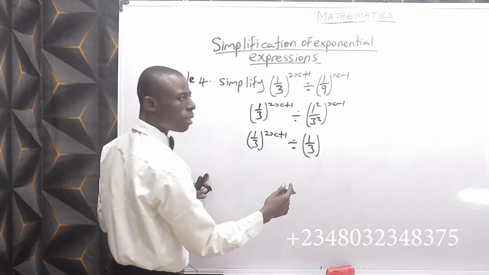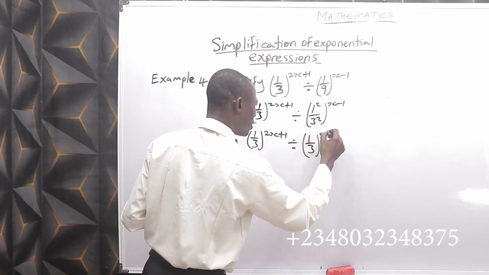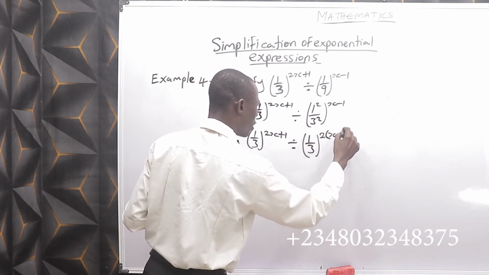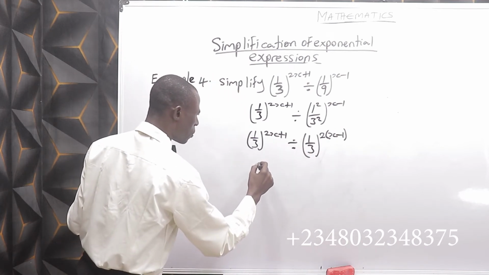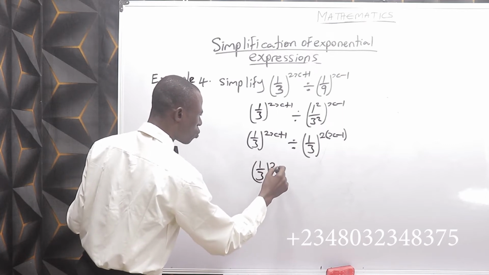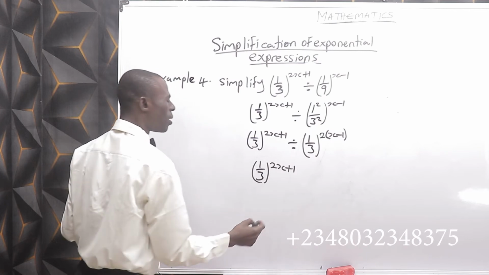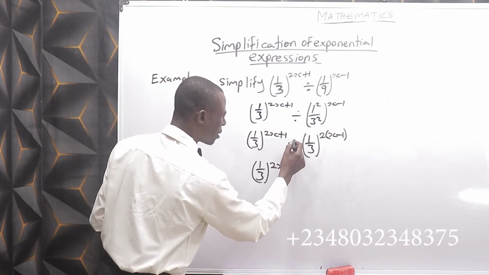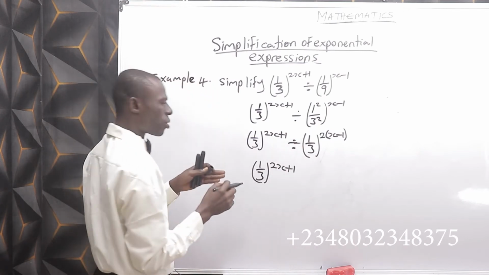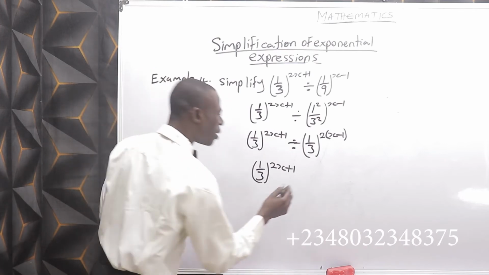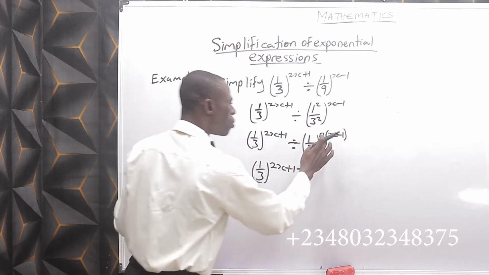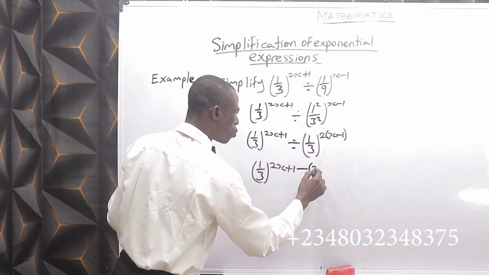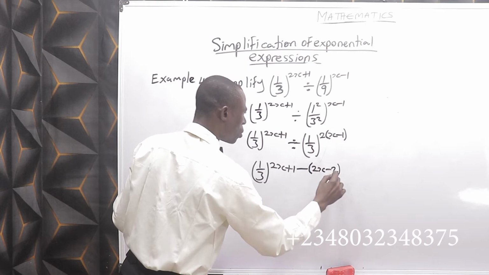Because power 2 is common to them, bring it up, times x minus 1. So this is simply 1 over 3 raised to power 2x plus 1. This division sign changes to subtraction in the exponential area. That is minus. Open the bracket. You now put this power there, which is 2x minus 2.